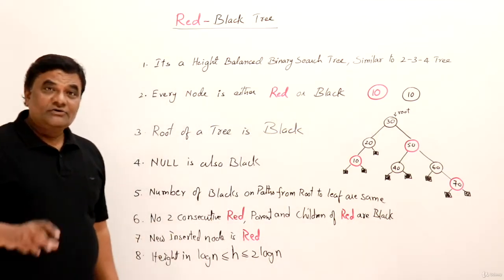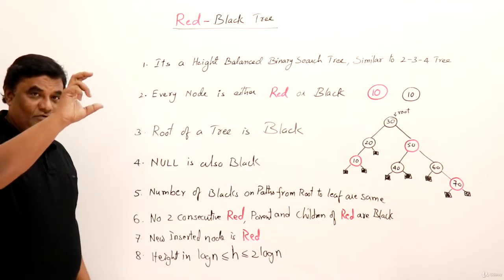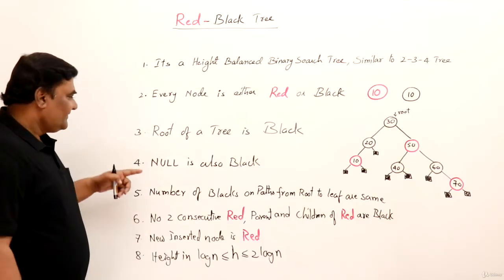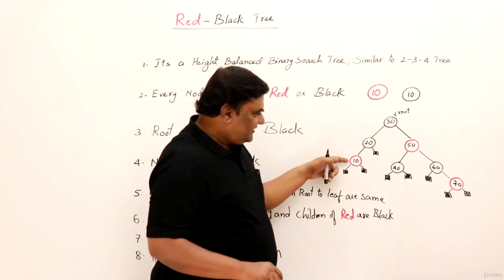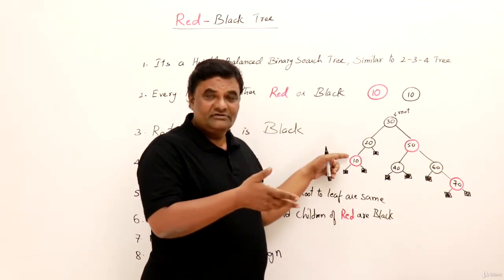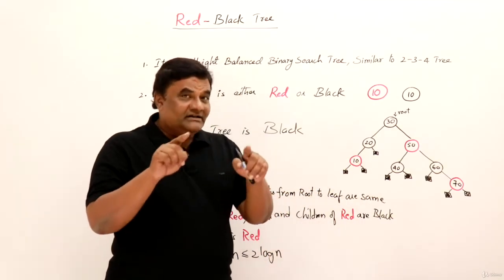This root is black. So the root of a tree, that is the main node, the first node, is always black. Then nulls are also taken as black. See here, after this node, there's a leaf node. So this doesn't have any child. But nulls are there.